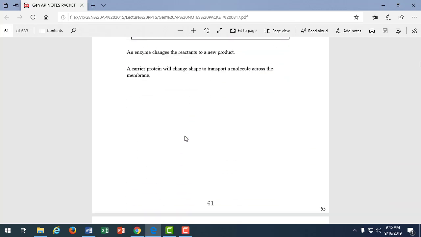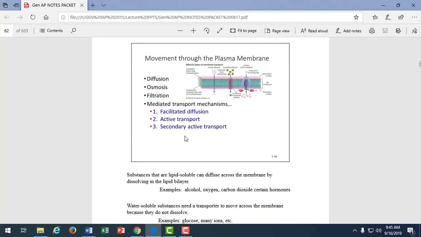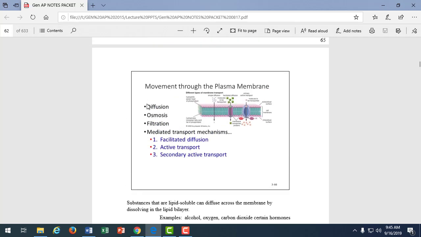We talked about receptors, enzymes. So let's move into movement through the plasma membrane. There's a couple of different types of movement through the membrane. So this is on page 62.